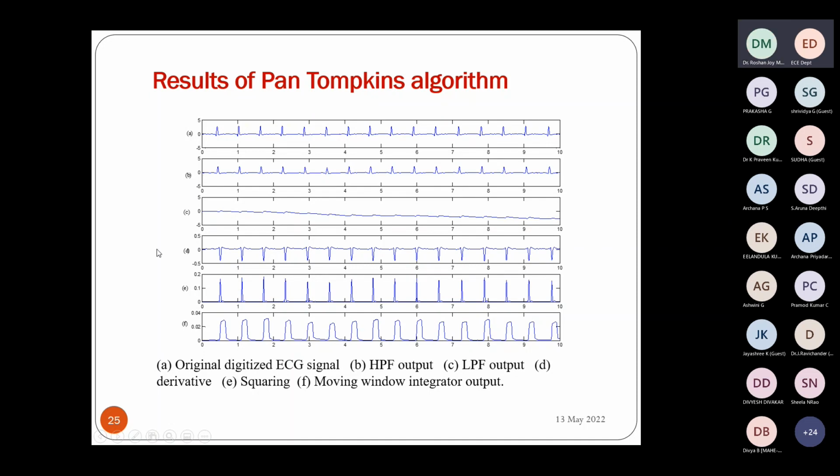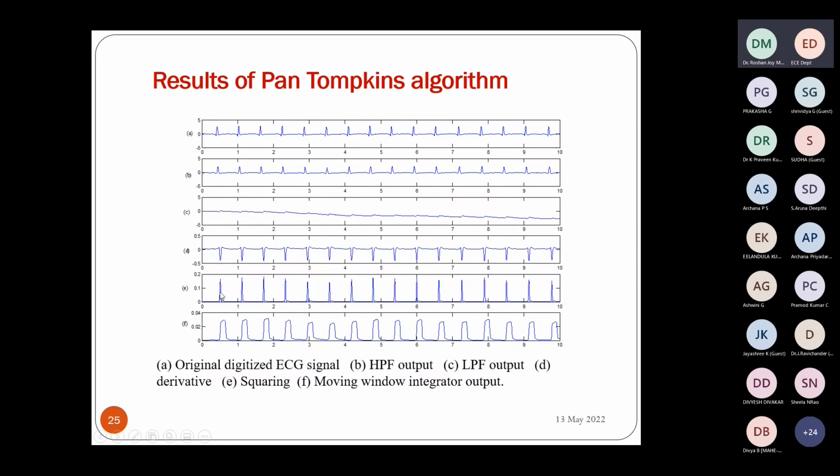Any doubts? Then figure D is our derivative output. Derivative filter output is this. And next is the squaring operation. Whatever negative values you have will be put on the positive side, and larger values are amplified. The smaller variations which you can see are reduced in their amplitude.